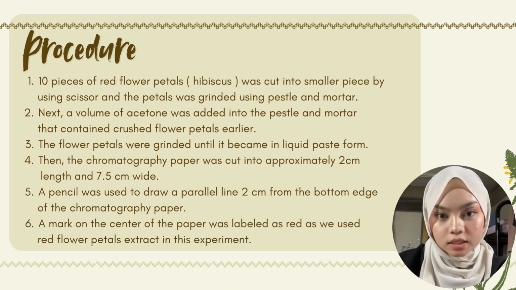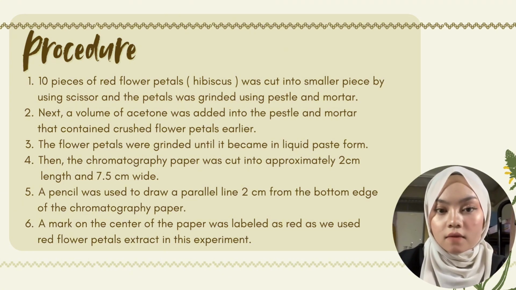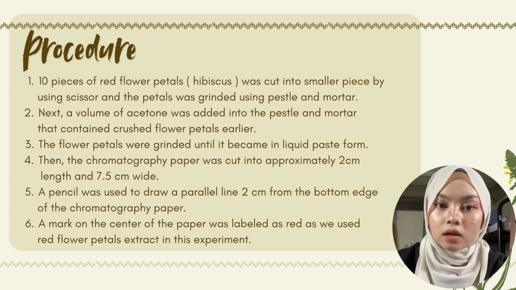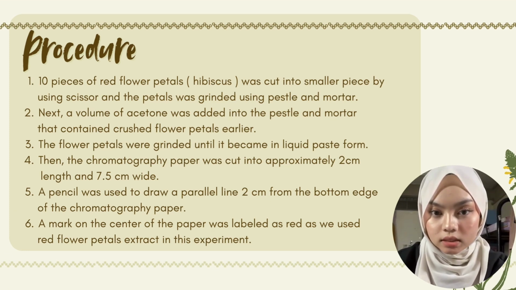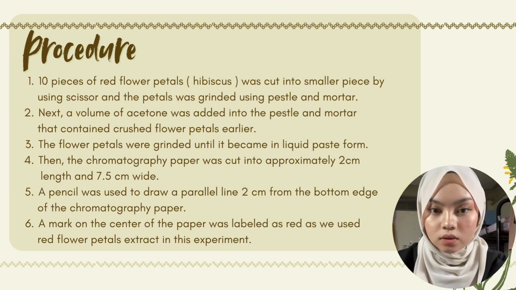This slide explains the procedures carried out in our chromatography experiments using red hibiscus flower petals. First, 10 fresh red hibiscus petals were selected and cut into small pieces using scissors. The petals were then placed into a mortar and crushed thoroughly to break down the plant tissues and release the pigments. Next, a suitable volume of acetone was added to the crushed petals in the mortar. The mixture was continuously ground until it formed a liquid paste. This step was important to ensure that the pigments from the flower petals were efficiently extracted into the solvent.